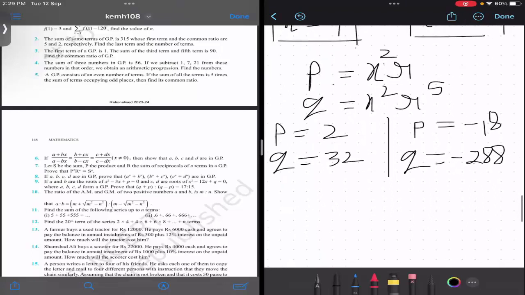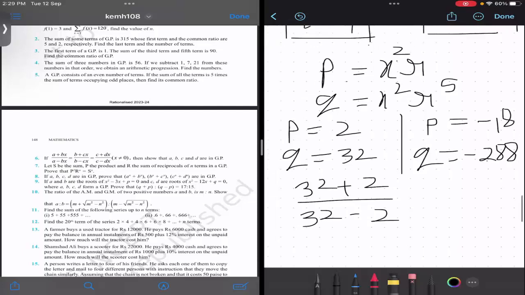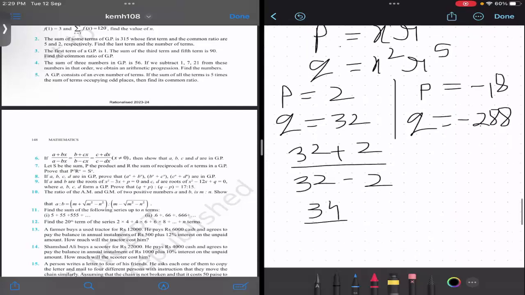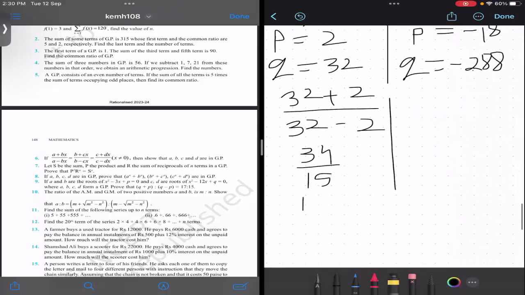In case number 1, P plus Q upon Q minus P is going to be 32 plus 2 upon 32 minus 2, right? This is going to be 34 upon 30, and that is nothing but 17 upon 15. So P plus Q upon Q minus P is going to be 17 by 15.